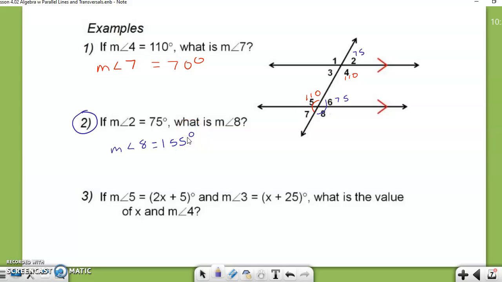Oh wait, I think I did my subtraction wrong. Okay, so I've got 180 minus 75, it's going to be 105 degrees. Okay, now let's take a look at number 3. Change colors again.